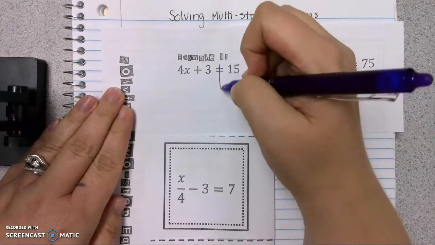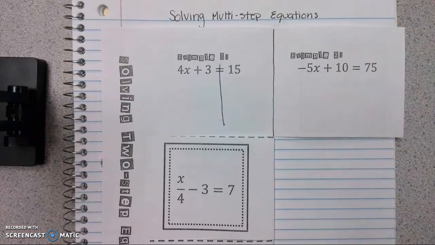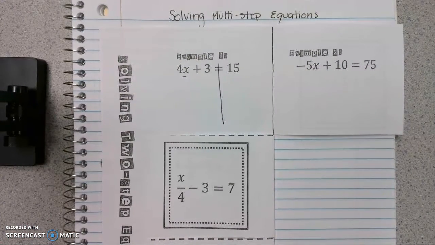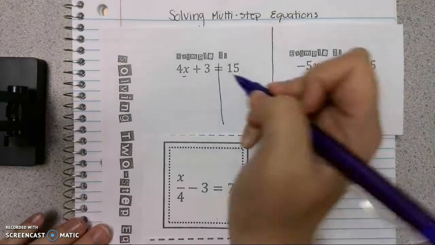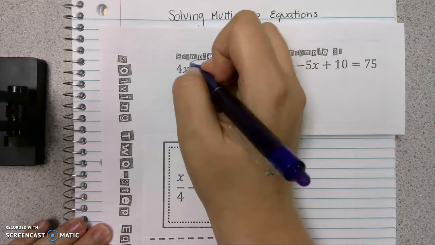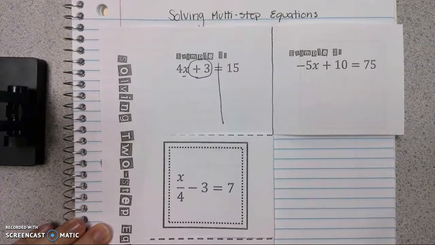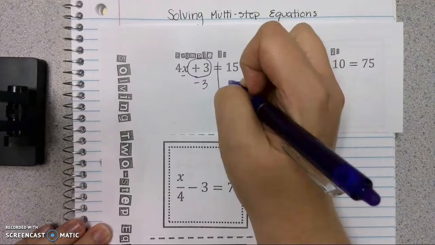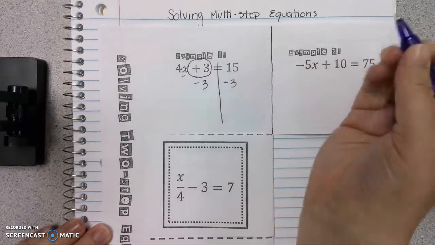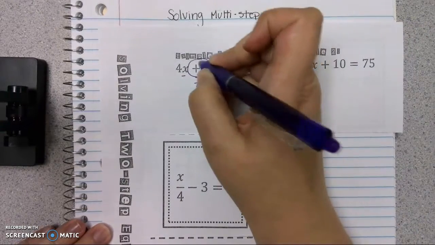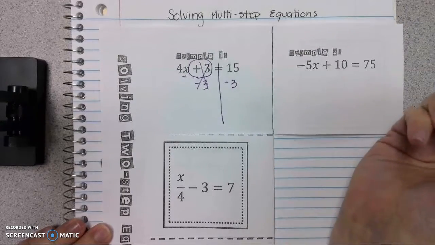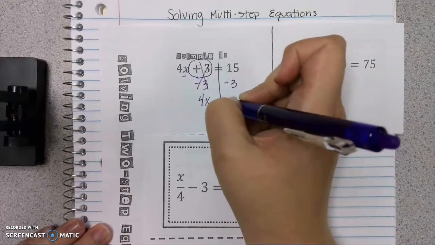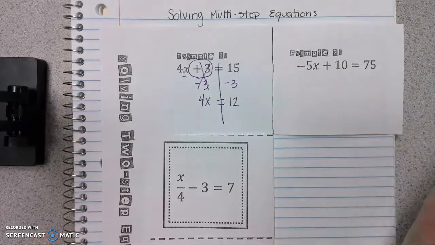We're going to put a line down our equal sign. And I'm trying to get my x, my variable, all by itself. So the first thing I want to move is the item not by my x, which is this plus 3. The opposite of adding 3 is subtracting 3. If I do it to one side of my equal sign, I have to do it to the other side of my equal sign. Positive 3 minus 3 cancels out. I bring my 4x down. 15 minus 3 is 12.